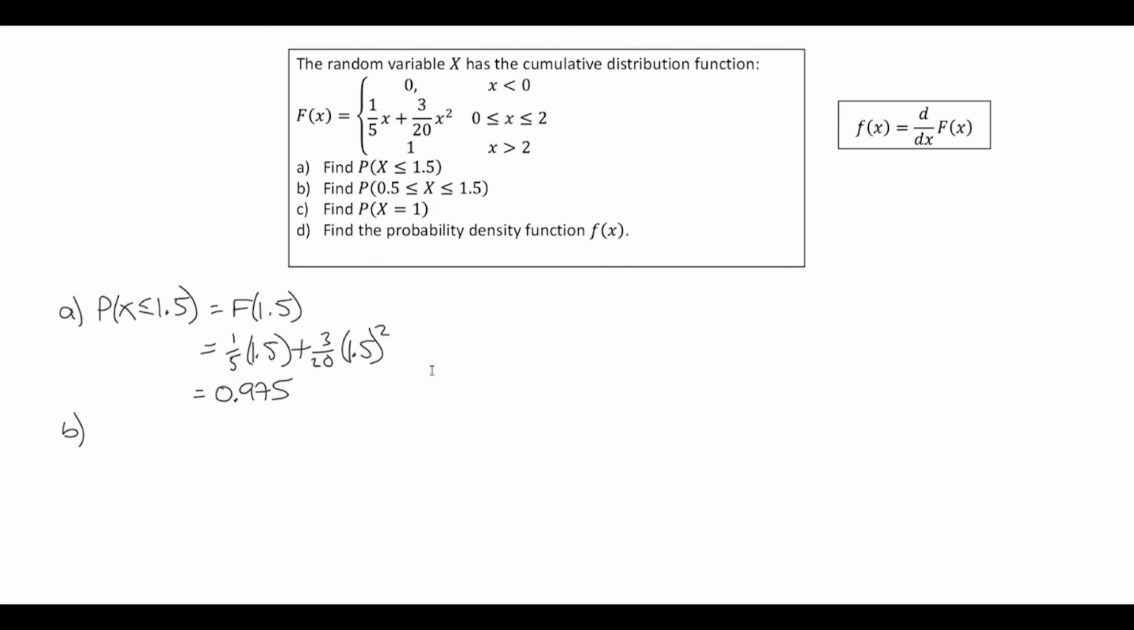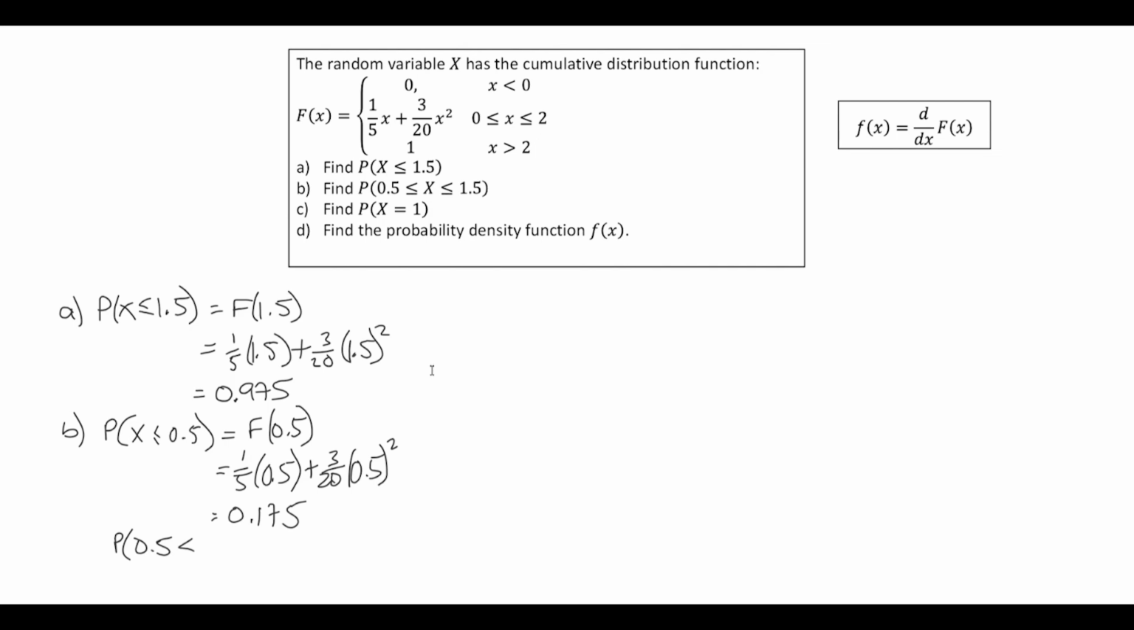So in part A, I found capital F of 1.5. Let's find capital F of 0.5. So a similar calculation, 1/5 times 0.5 plus 3/20 times 0.5 squared. Okay, and that gets us 0.175. And as I said, we're looking for the difference between these two. 0.975 subtract 0.175, and that leaves us with 0.8.